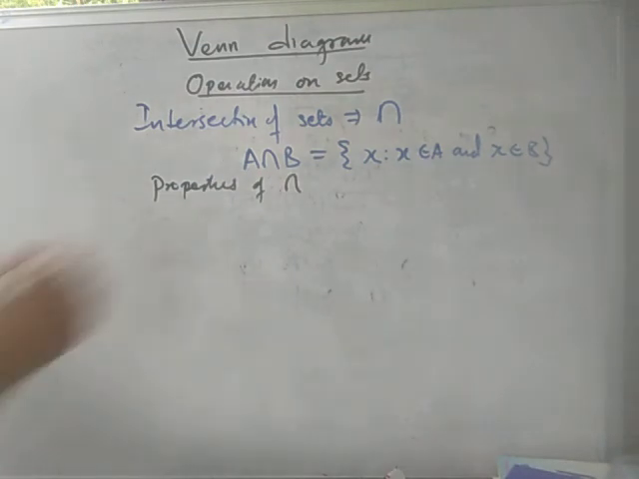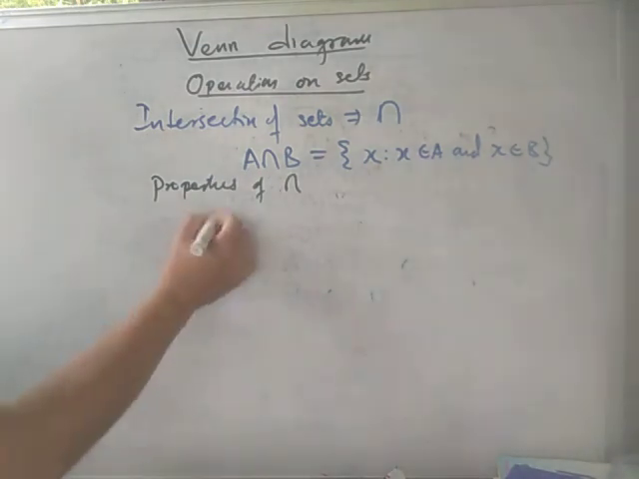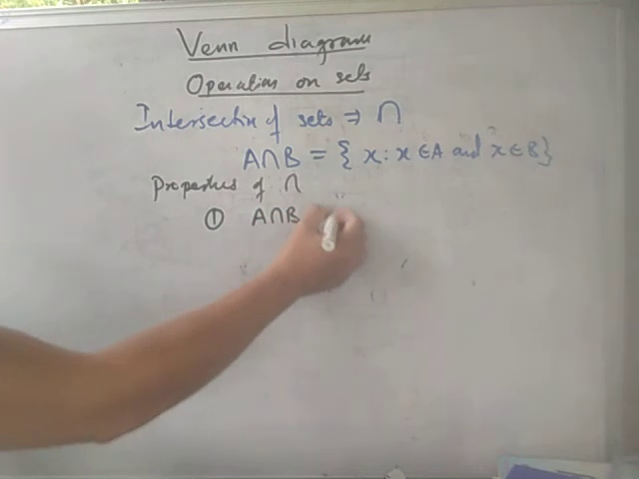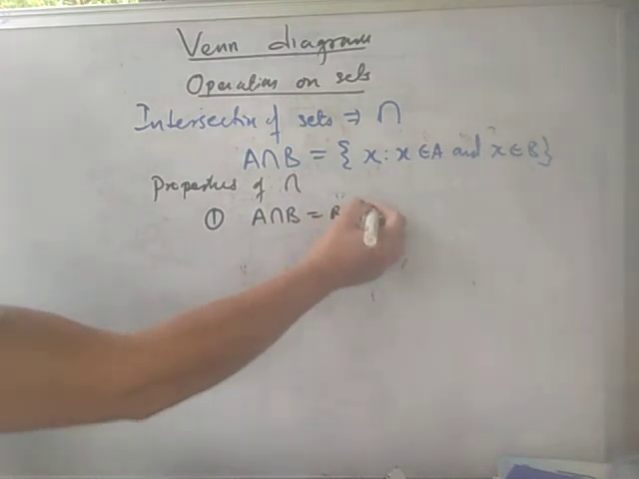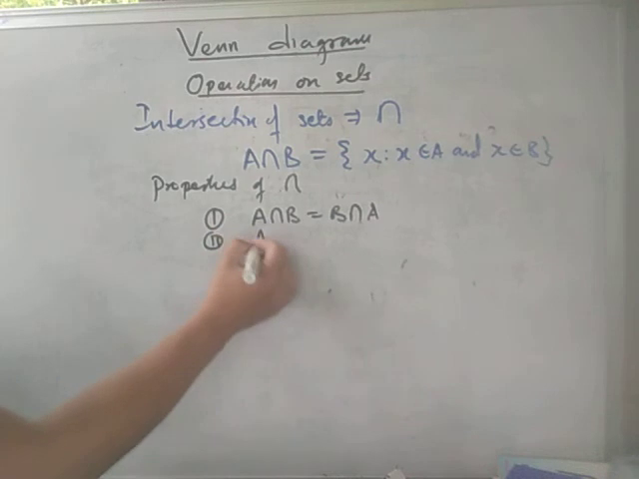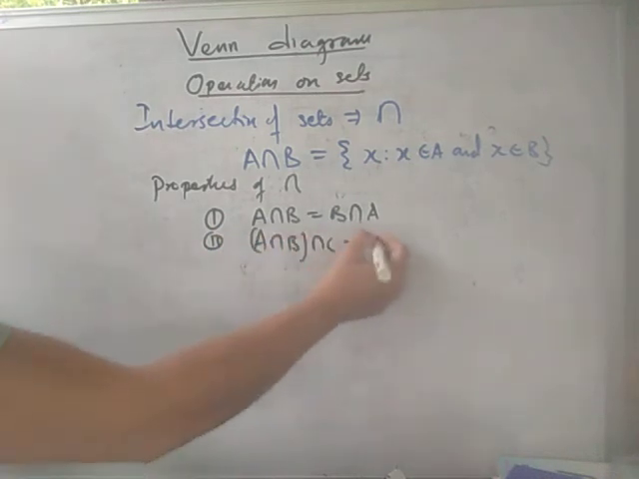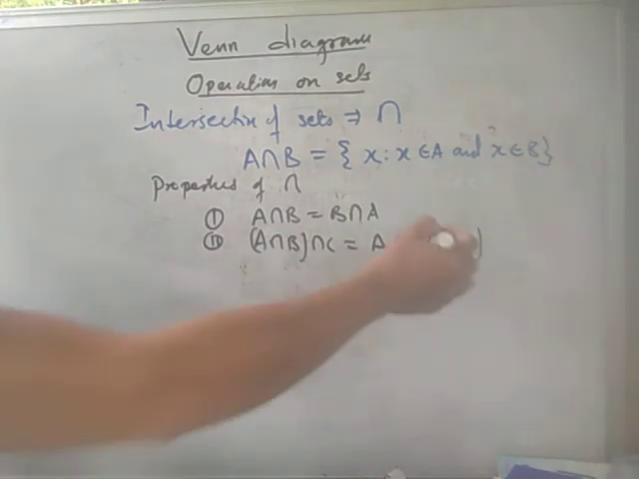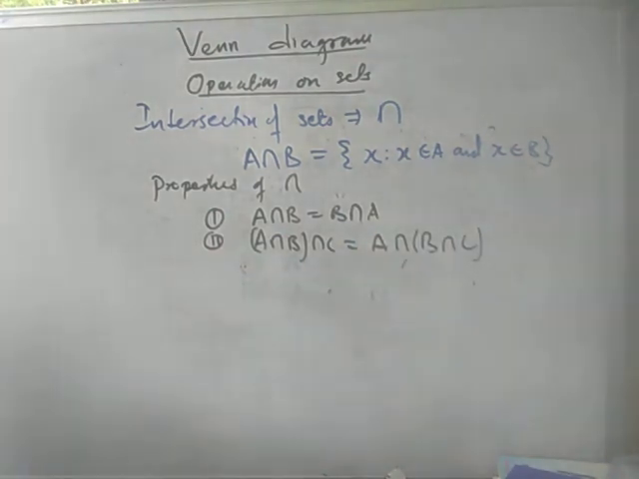So next, write down first here also 5 properties. First one is your commutative: A intersection B equals B intersection A. Clear? Second one is your A intersection B intersection C, either way, same result. Okay, associative.